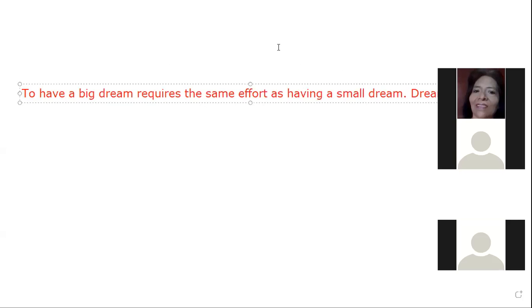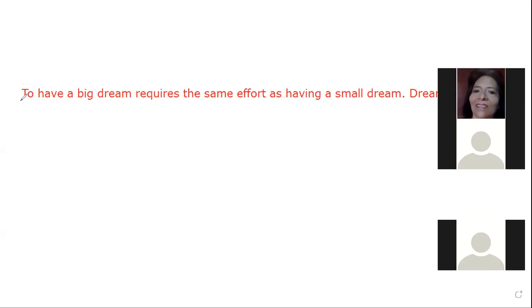If we identify the verb and the infinitive phrase, we can do it this way. As the rule said, we need the infinitive. This is the infinitive, to have. And the extra information is a big dream. The whole words, in this way, all this is called an infinitive phrase, okay?